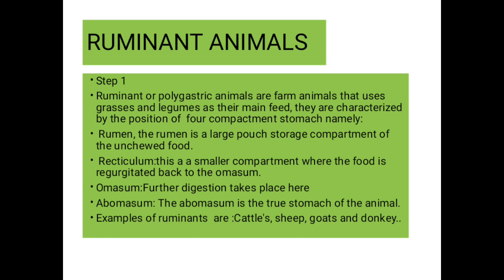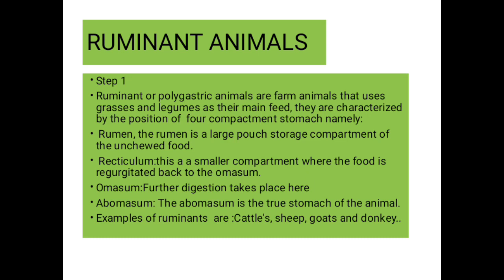We said they are characterized by their possession of a four-compartment stomach. You understand? Now they have four compartments in their stomach. We have the rumen, which is one of those compartments, and also the reticulum, and the omasum, and then lastly the abomasum. So what is the rumen? The rumen is a large pouch, a storage compartment for the unchewed food.